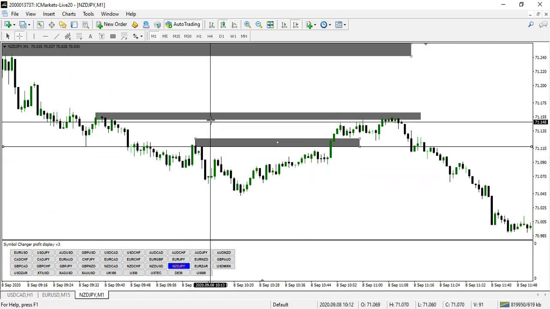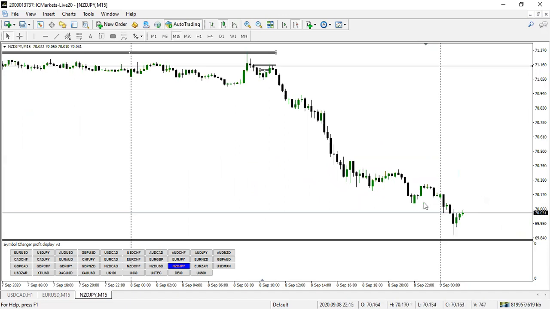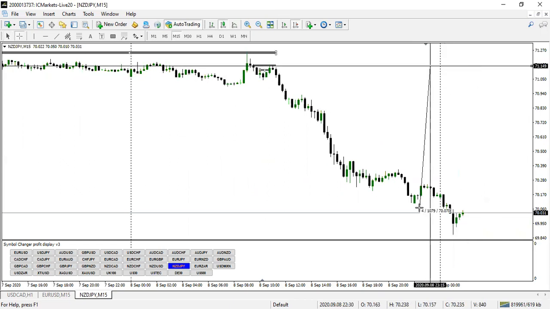Then this entry gave me the 1 pip stop loss. As you can see, 1 pip stop loss. Just like what I said, my target is always at the end of the day. This is where I took my entry. Then my target was the end of the day, which was this particular area, which gave me about 101 pip. So I closed at 101 pip. This gave me about 101%. I actually round it up to 100% risk reward ratio on this trade alone.